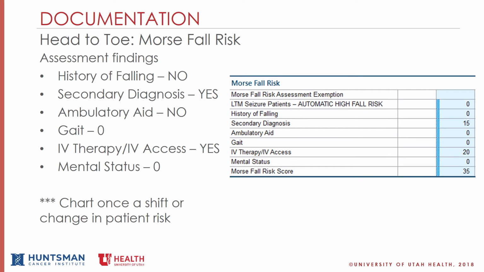Next, we'll review the Morse fall risk. This is required to be charted at least once a shift, or if there is a change in patient risk. First, you need to chart if the patient is a seizure patient. Do they have a history of falling? Is there a secondary diagnosis? Is the patient using an ambulatory aid? Looking at the patient's gait, IV therapy or IV access, and mental status. You will find a full definition of each of these sections in your handouts. So as you can see, this patient's Morse fall score risk is 35.